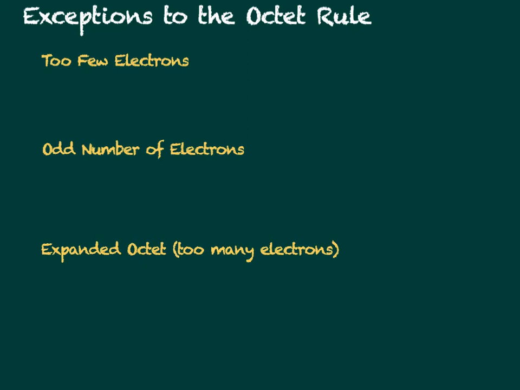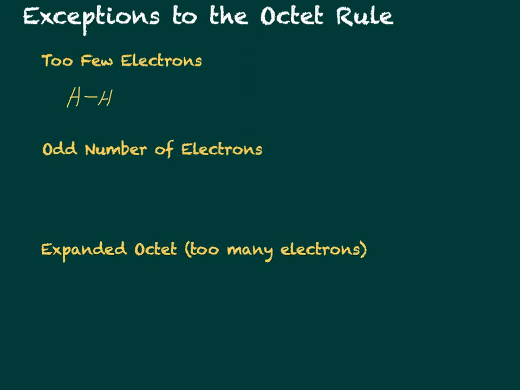Well, let's start with the first one, too few electrons. We've already sort of covered this when we talked about hydrogen. It can't hold 8 electrons, so it cannot follow the octet rule. Or something like the boron in BH3. It has too few electrons, it cannot hold more than the 6 electrons it gets.